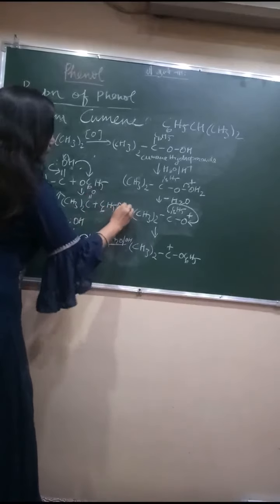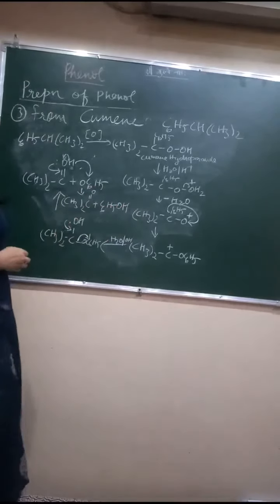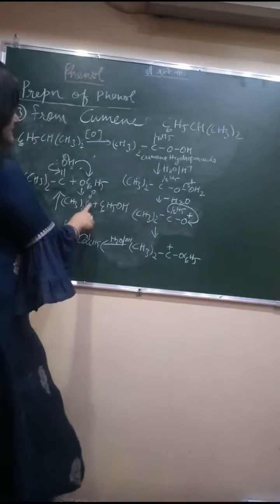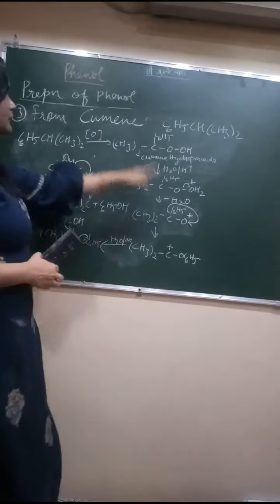Two compounds will be formed. One is phenol and the other one is acetone, (CH3)2C=O. Okay, I will explain it to you again.